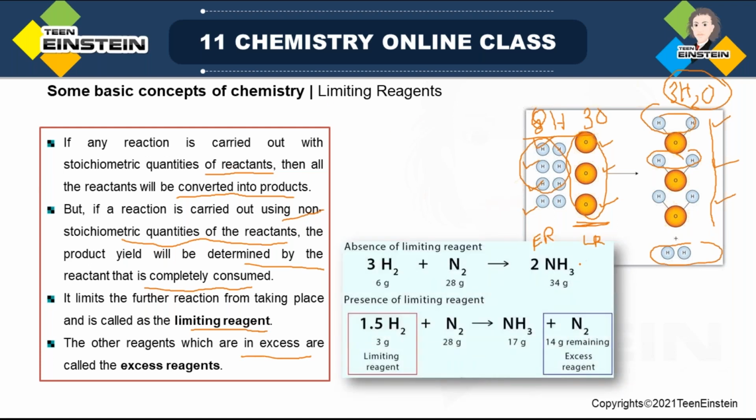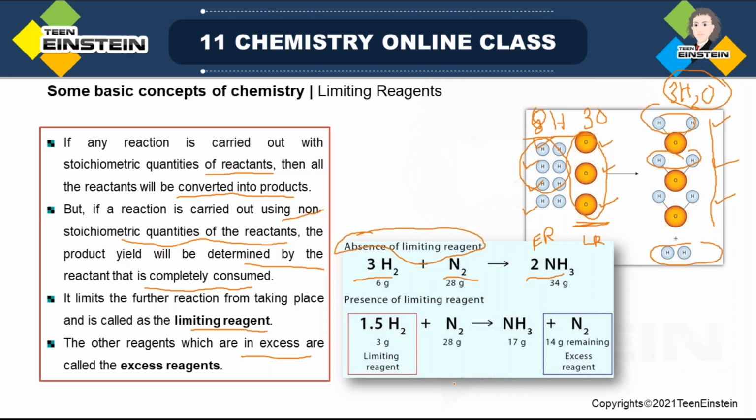Here we are trying to prepare ammonia from hydrogen and nitrogen. This is the balanced equation: 3H2 plus N2 gives 2NH3. Just compare both sides: the number of hydrogen is the same on both sides, 6, and the number of nitrogen is the same, 2. Now 3 moles of hydrogen is 6 gram, and 1 mole of nitrogen is 28 gram. In the first equation, there is no question of limiting reagent; it is absent, because you are just following the stoichiometry that is actually required. But in practice, it may not always be so.